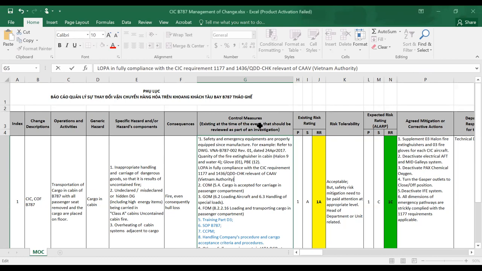Beyond control measures, that means assessing at the time of the event what should be reviewed as part of an investigation. The first is that we have safety and emergency equipment properly equipped.